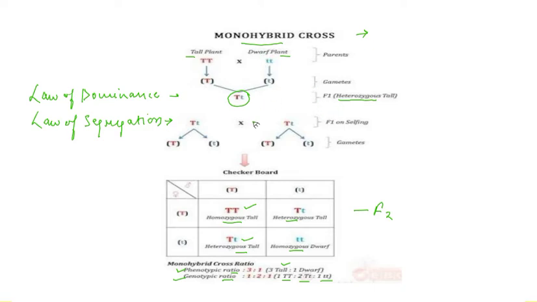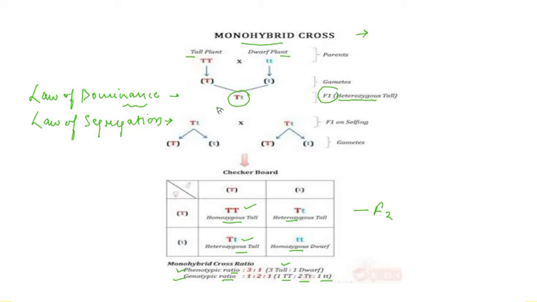Out of a pair of factors, factors are what? Genes. Out of a pair of factors, one expresses itself in the first filial generation, right? And the one which is expressed is said to be dominant, and the one which hides itself under the influence of the dominant gene is recessive. So this is the law of dominance, where you can say in a dissimilar pair of factors, one member of the pair dominates the other, means dominant dominates the recessive.